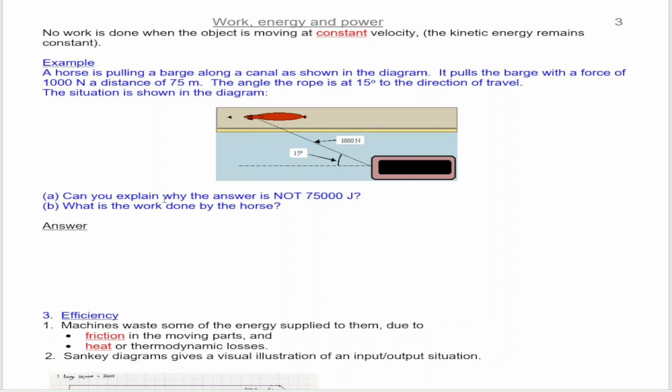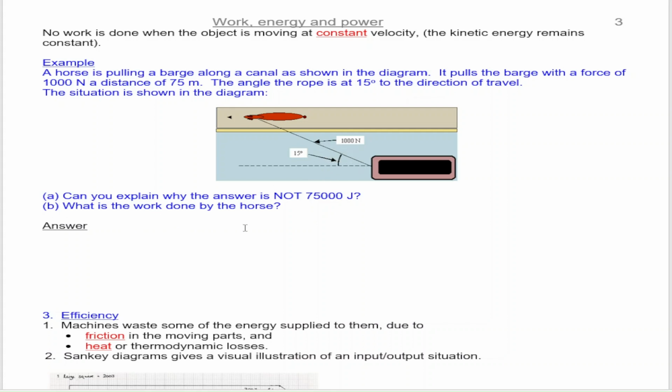The first question says, can you explain why the work done is not 75,000 joules? The line of action of the force is not in the same direction as the movement. We need the horizontal or the forward component of the force. So that is why it is not 75,000. You really have to resolve here.